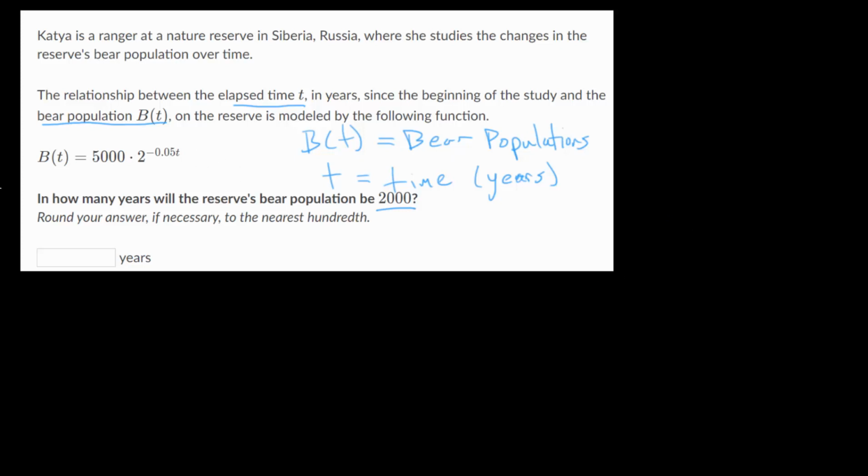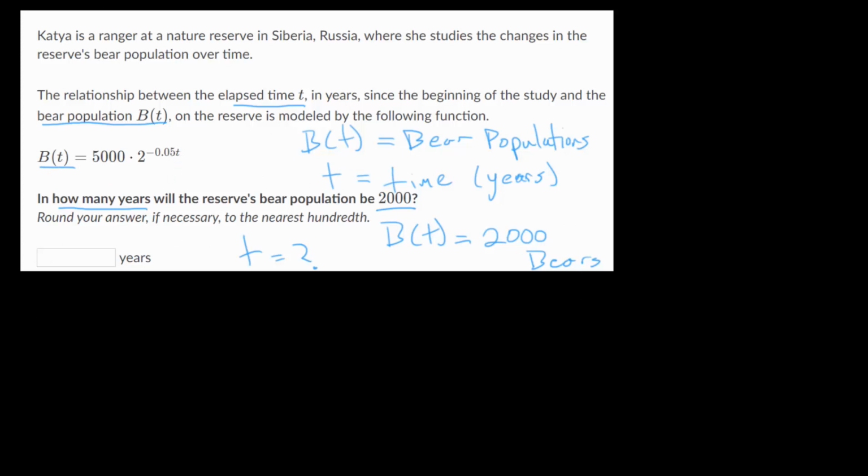So we are told that the bear population will be 2,000 bears. And we need to figure out in how many years that will take place. Since notice the unit of our answer here. So b of t, we're told the number of bears is 2,000. And we can even say 2,000 bears. And we need to figure out how many years that will take. So we're going to set b of t equal to 2,000 and then solve for the variable t here.